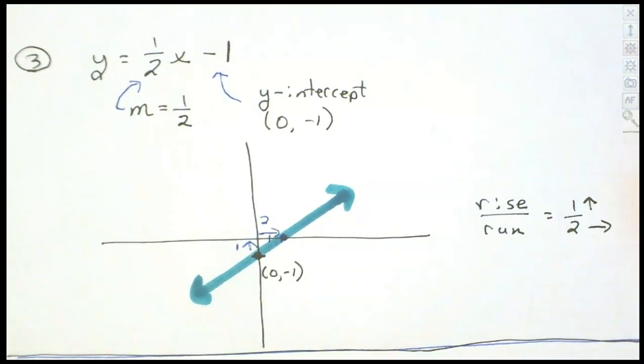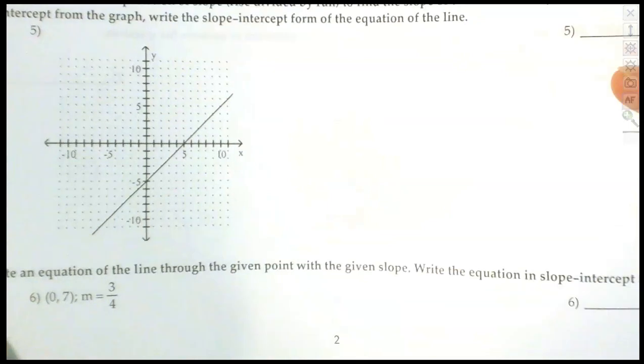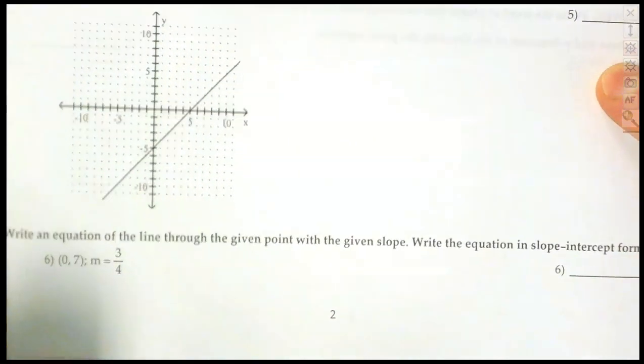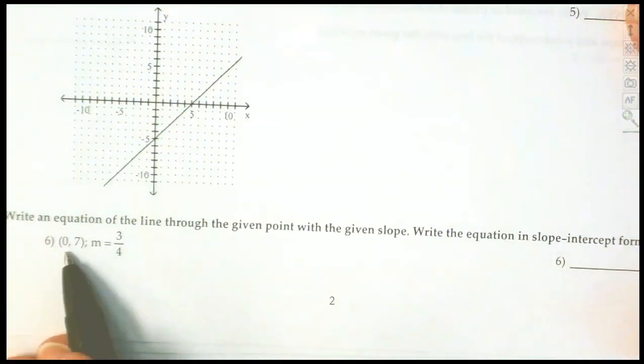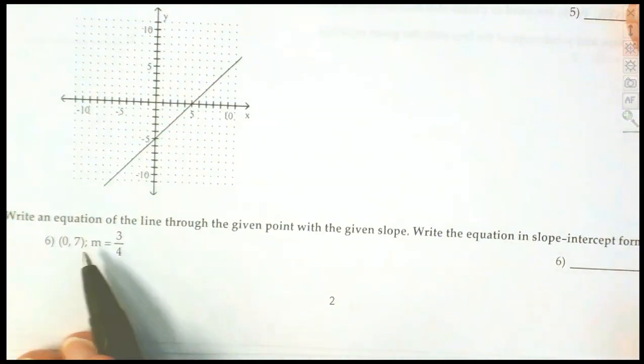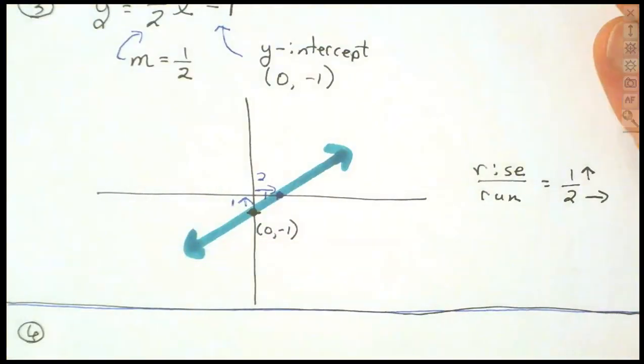Question number 6. Now, question number 6, what we've got is we've got a point and we have a slope. Okay, so we have a point and we have a slope. And we want it in slope-intercept form. So let's remember what slope-intercept form looks like first.